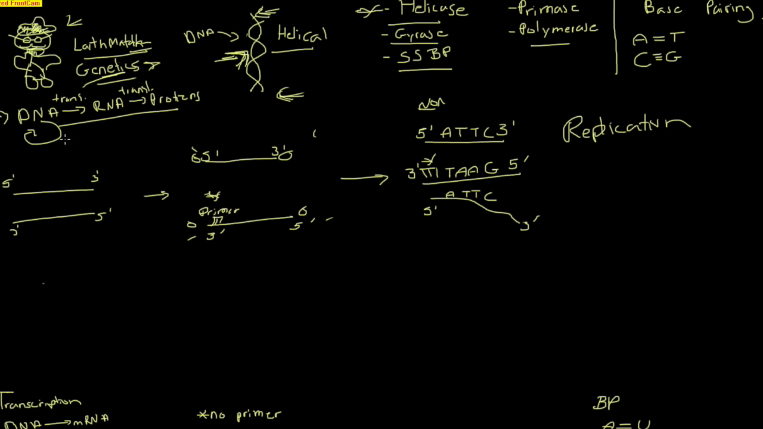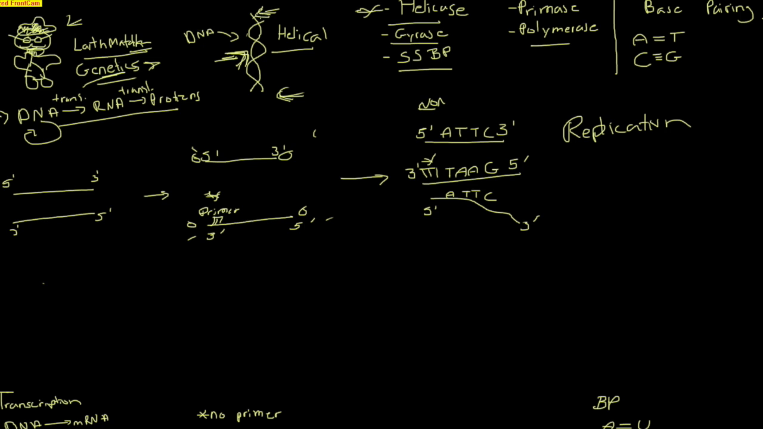So before we get started, we have to talk about the central dogma. Central dogma basically states that information goes from DNA to RNA to proteins. So from DNA to DNA, it's replication. From DNA to RNA, transcription. RNA to proteins is going to be translation.